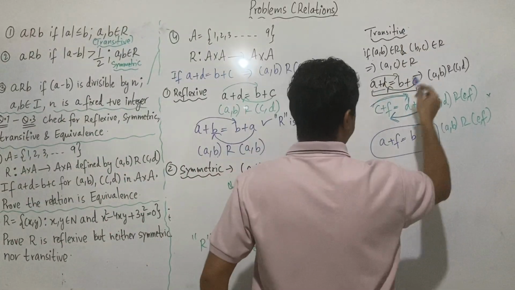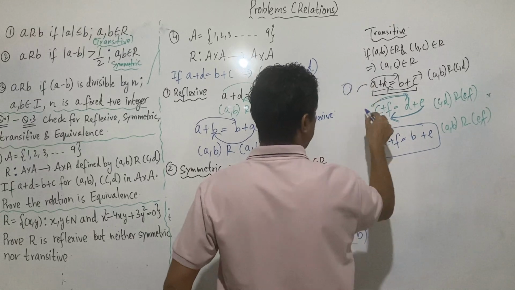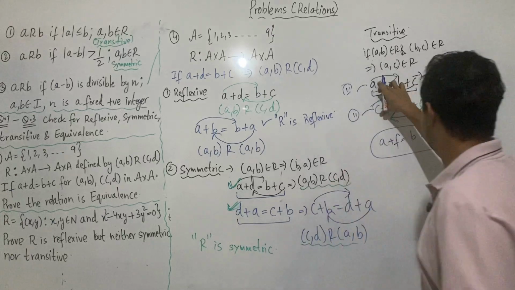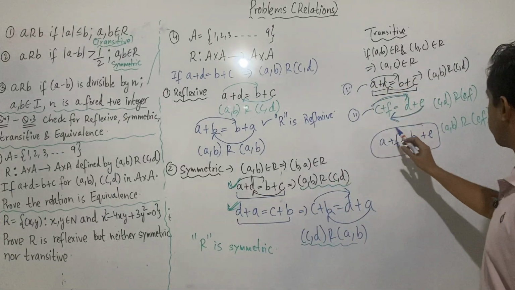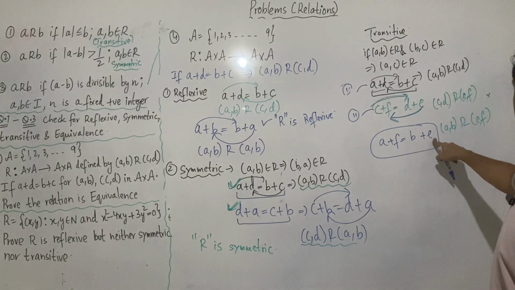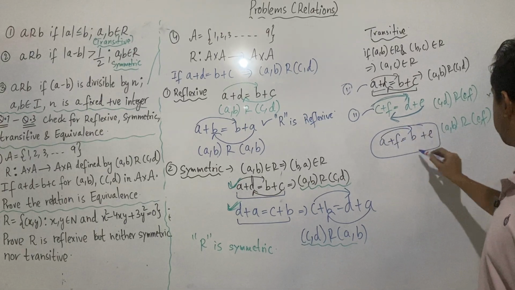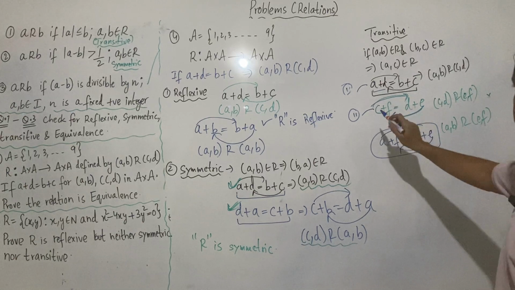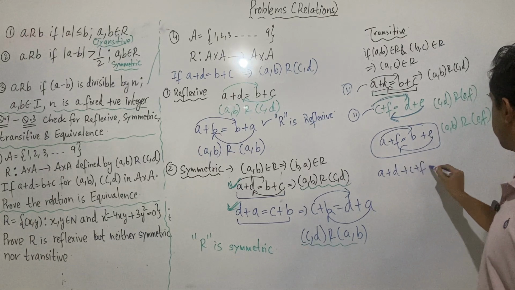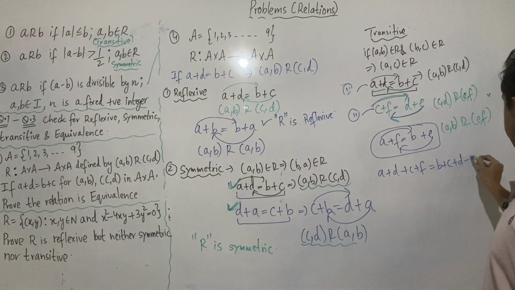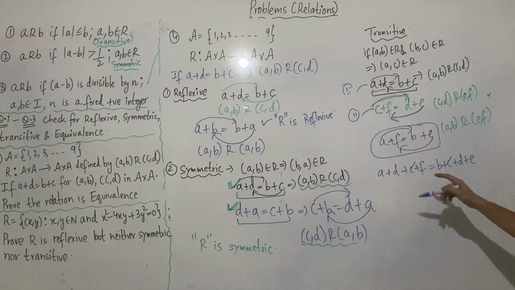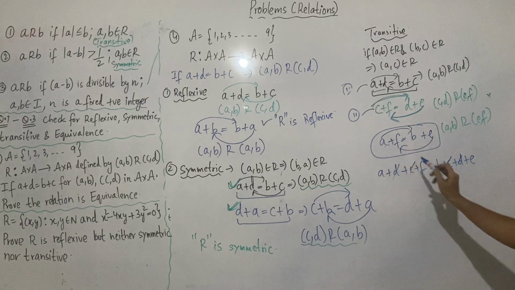So here we can put equation 1, and this one equation 2. If you add both these equations, then you will get a plus f equal to b plus e, which means that your ab is related to ef. So here you can see how a plus d plus c plus f equals b plus c plus d plus e. So c got cancelled with this, d got cancelled with this, and a plus f equals b plus e.